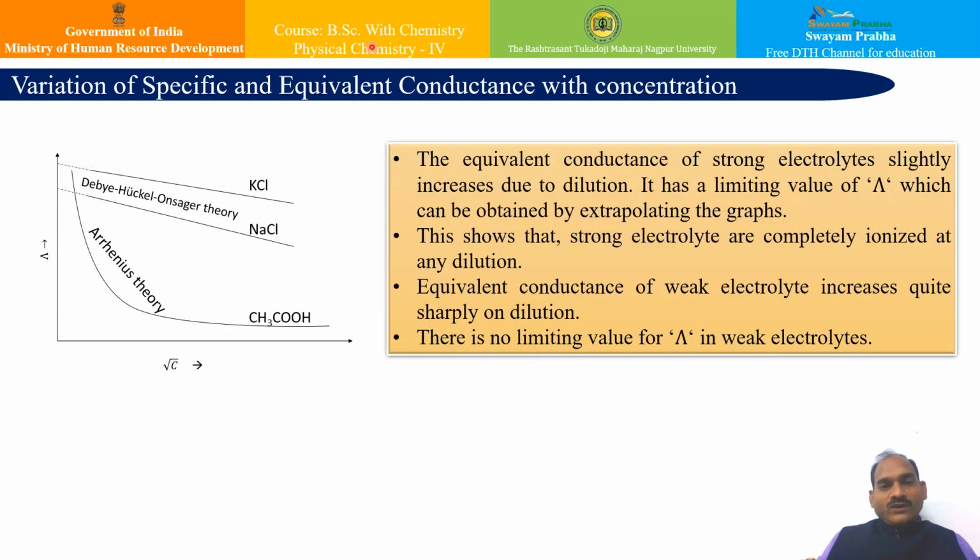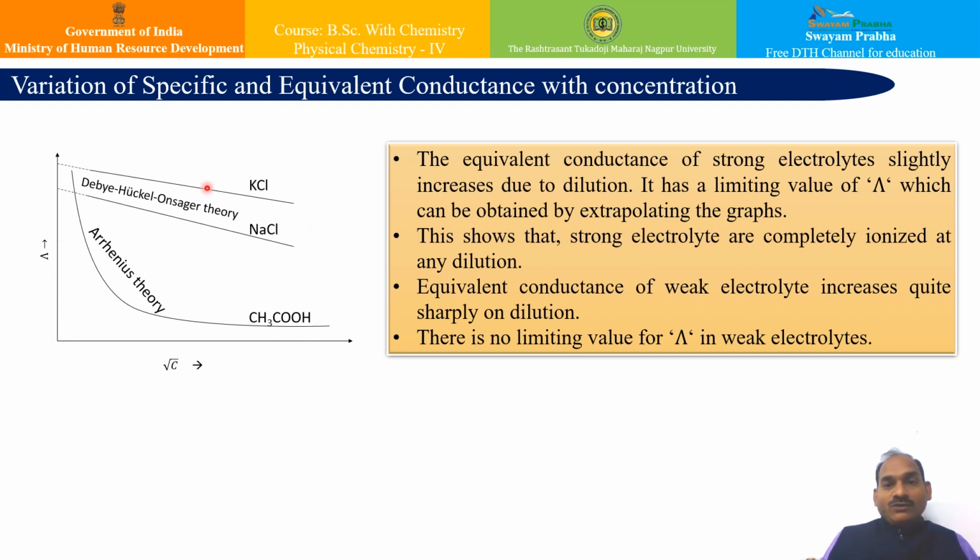Once we understand the meaning of specific conductance, equivalent conductance, molar conductance, then we can apply this analogy in understanding their variations with the concentration. Because as a chemist, we need to deal with the solutions of variable concentrations. And it is very important to understand the variation of specific and equivalent conductance or molar conductance with concentration. So particularly through this figure, we will try to understand.